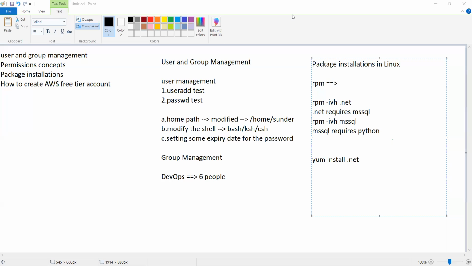So this is the difference between RPM and YUM. Both are used for installing packages. Installing a package is nothing but software installation, right? RPM will not resolve the dependencies, but YUM will resolve the dependencies. So two differences, guys, two differences. This is how we generally do the installation of packages in Linux.